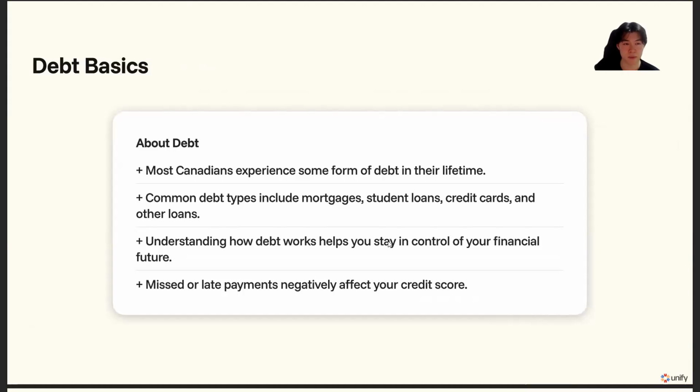Now let's talk about debt basics. So, most Canadians experience some form of debt in their lifetime. Common debt types include mortgages, student loans, credit cards, and other loans. Understanding how debt works helps you stay in control of your financial future. And missed or late payments negatively affect your credit score. So understanding debt is super important.